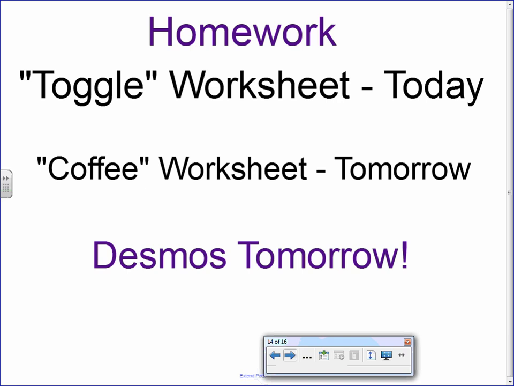Tomorrow night's homework is the following worksheet. If you want to get it all done, you can get it done tonight. Then you'll have no homework tomorrow. Okay? Good? All right.